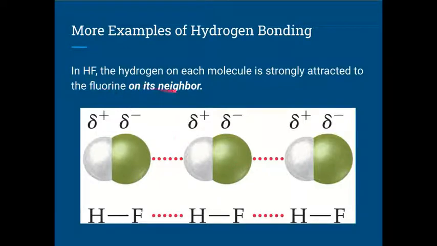In HF, the hydrogen on each molecule is strongly attracted to the fluorine on its neighbor. So right here, remember we have a big electronegativity difference between fluorine and hydrogen. So we have an overall dipole moment pointing to the right in each of these. So then the negative end here is attracted to the positive end here, and this interaction in here is our hydrogen bond.